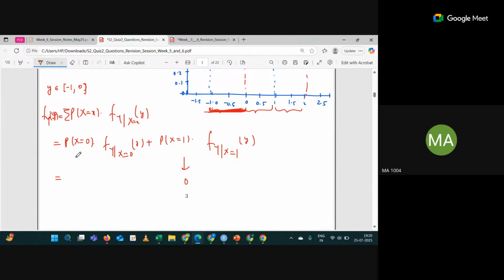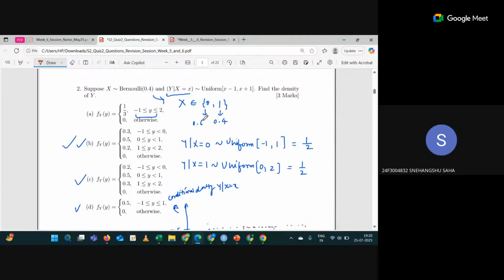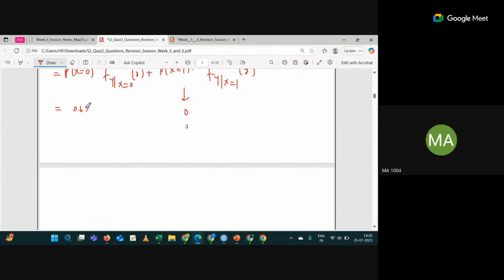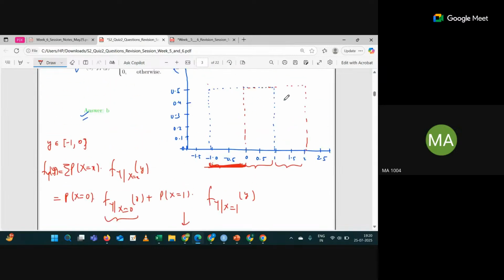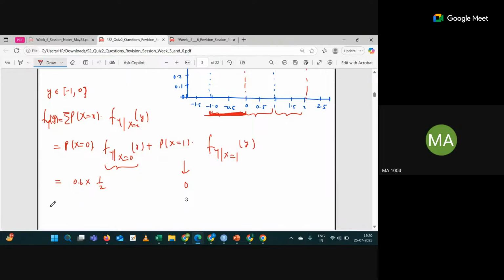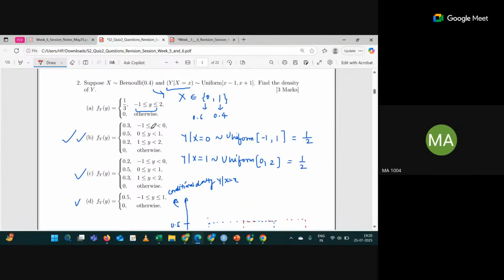Tell me, what is the probability of x equal to 0? The probability of x equal to 0 is 0.6, right? Yes. So it will be 0.6 into what is this conditional density, y given x equal to 0? It's 1 by 2, right? Which is 0.3. So you can see for this part it is 0.3, that's all. You can directly select option number B. But for the safe side, just calculate all the options.